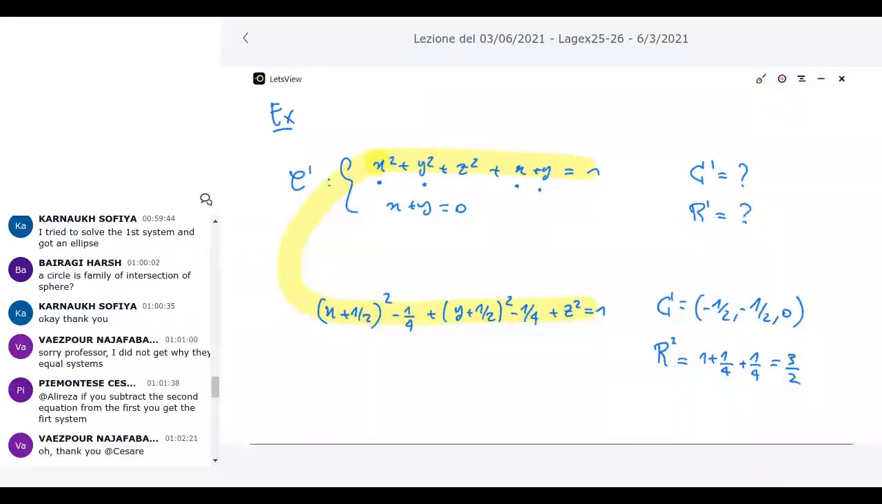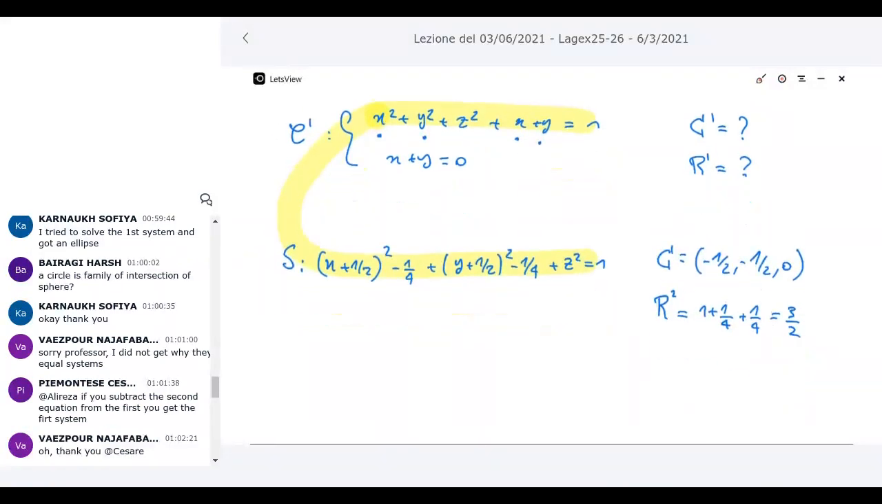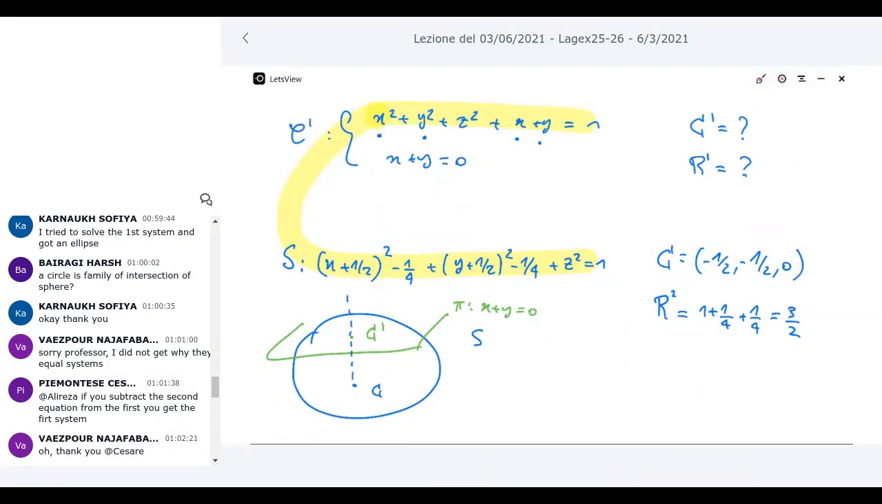So this is the center of the sphere, S, and this is the radius of the sphere, S. Now, for example, how do you produce C prime? Well, these we remember. I look at the sphere, I cut it with the plane, pi, x plus y equals 0. And what I need to do to find C prime is the orthogonal projection of C on that plane and intersecting.